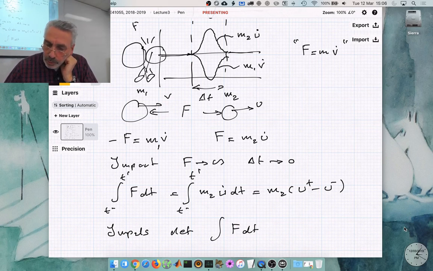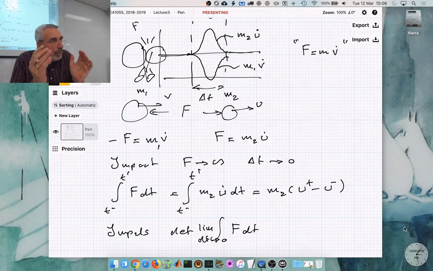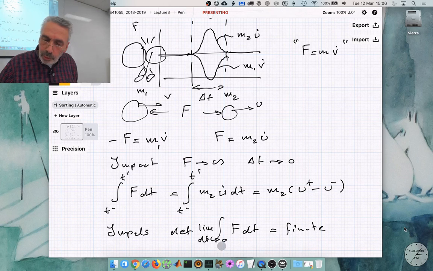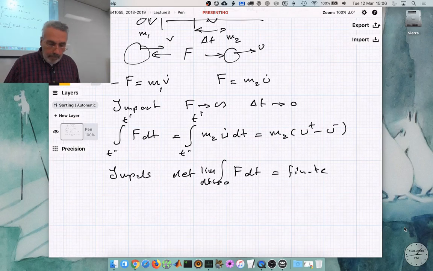And actually, you should say the limit case where the time goes to zero. Because the impulse is really the case where you make the time shorter and then the force higher, but the net result is finite. The integral of force with time is impulse. Okay. Now let's look at our problem again.